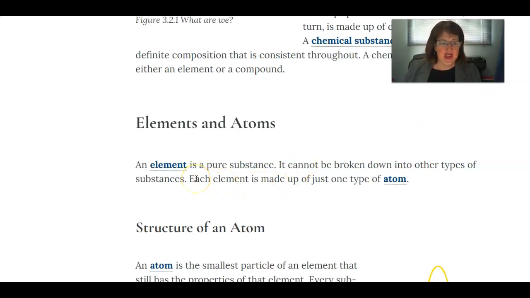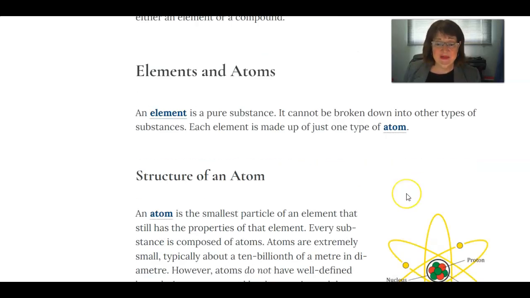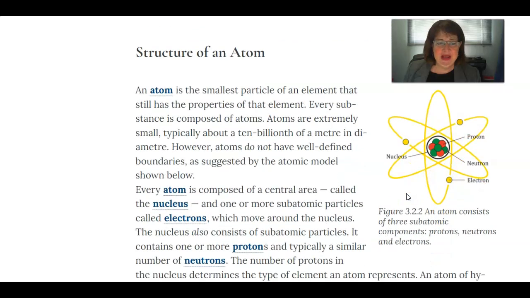And we are going to look at elements and look all the way down to an atom. So when we're talking about elements and compounds, elements only have one type of atom and compounds have two or more different types of atoms. Now, back to the very basics.